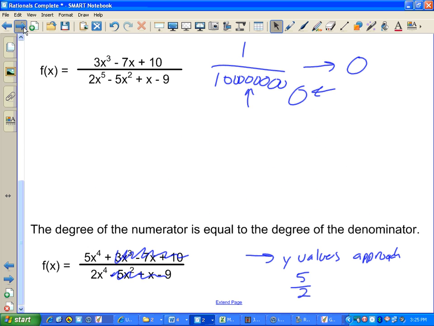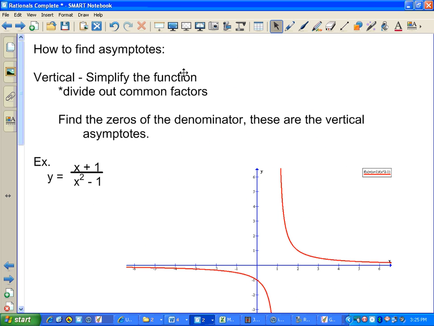And that covers end behavior. The next thing is how to find asymptotes. The vertical ones are where the bottom is 0. The only thing you do to find your vertical asymptotes is set the denominator equal to 0. You solve those, and those will be your vertical asymptotes.